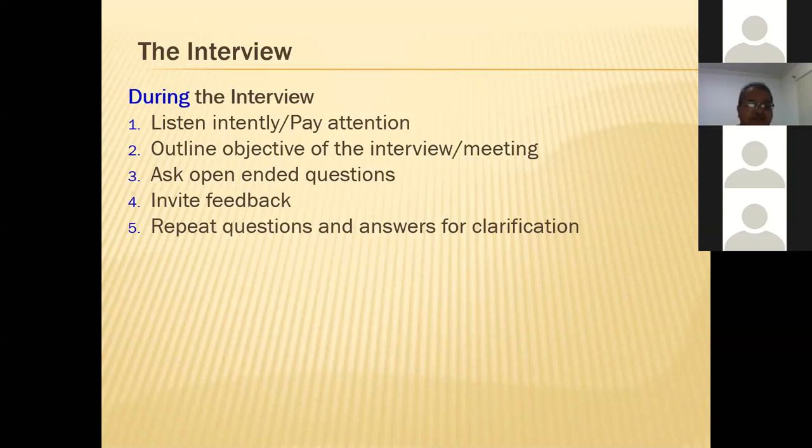Okay. So you want to outline the objective of the interview or the meeting. You want to ask open-ended questions, and I'll come back to that in a minute. And you want to invite feedback. You want to repeat questions and answers for clarification. So periodically you need to make sure that you understand the client and also that the client understands what you're saying. Okay. So coming back to point number 3, ask open-ended questions.